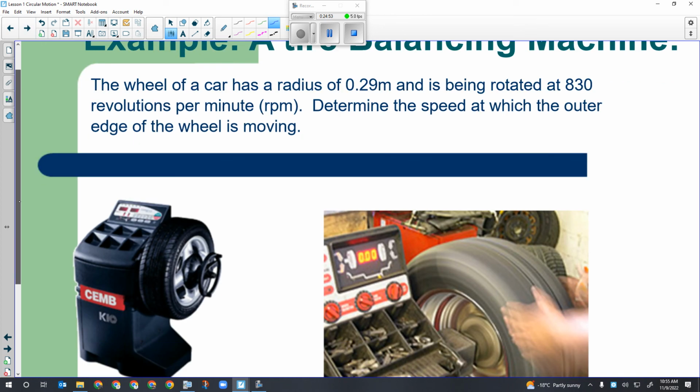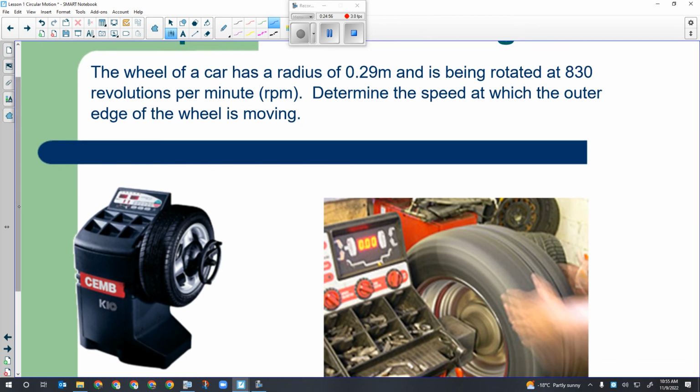So here's what we know in this question. We know the radius of the tire is 0.29 meters, and we know that it's being rotated at 830 revolutions per minute, or cycles per minute. Did they give me frequency or period? Frequency, because it's cycles per time interval. So they gave me f, but they gave it in per minute. Do I probably want it in minutes?